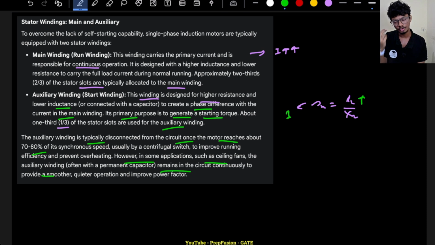So we don't want to provide that provision, so we directly keep the auxiliary winding on. With the auxiliary winding on, it will also rotate, but maybe the torque production might be lower. Okay, maybe the efficiency might be worse, but there is no problem. We can keep the auxiliary winding on as well. This we will see in different types of single phase induction motor.